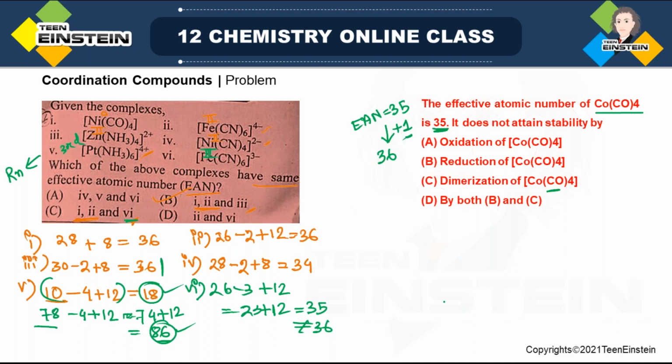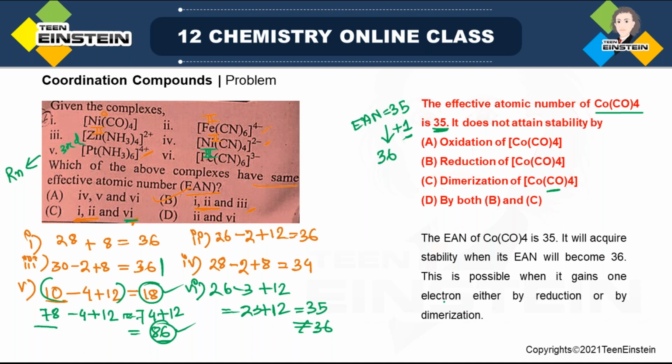And the last option is saying both B and C. That means this should be correct. So EAN is 35. It will acquire stability when it becomes 36. So this is possible if it gains an electron either by reduction, or if it is forming a dimer. Co(CO)4, I am writing on the left-hand side. So if there is dimerization, then also it is possible. So that is why this is the correct option.